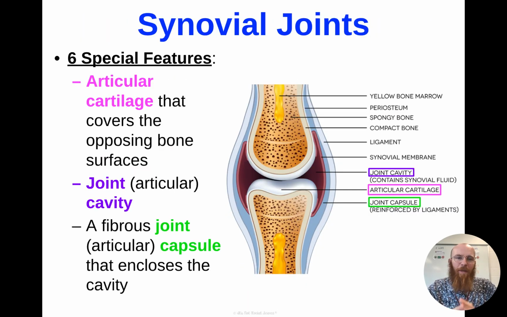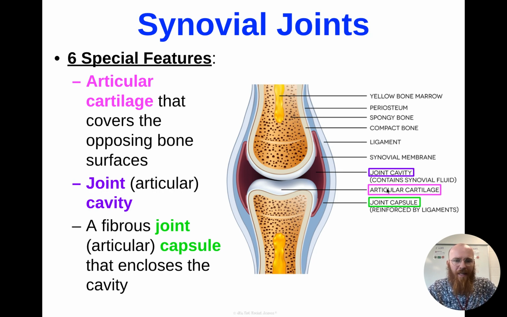You have 6 special features, and we have these color-coded. We want to make sure that we really understand this diagram of a synovial joint, its general structure, because these are the primary types of joints that we're going to be looking at when we look at movement in this concept, as well as the fullness of our Unit 2, which is all about skeletal and muscular and the movements they help create. So, 6 special features.